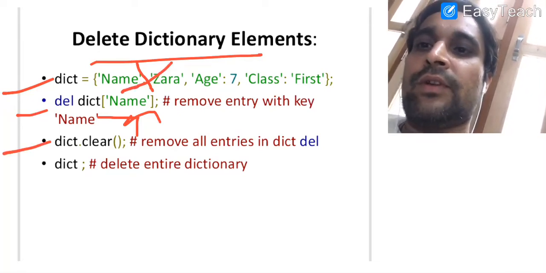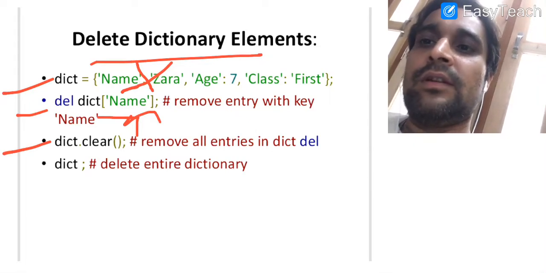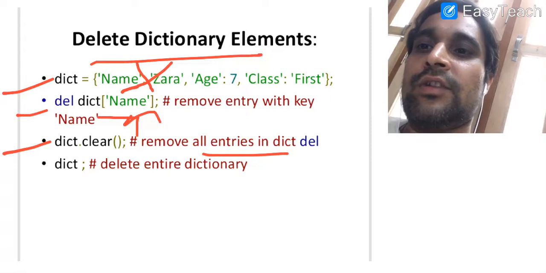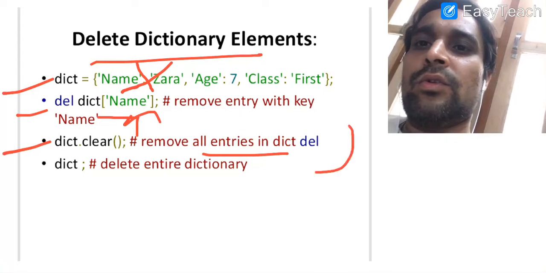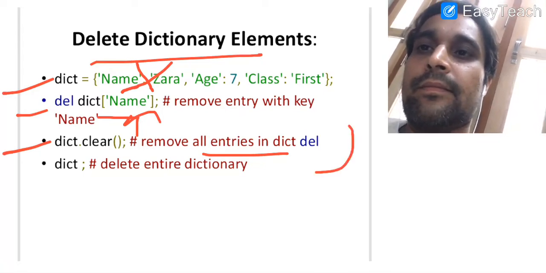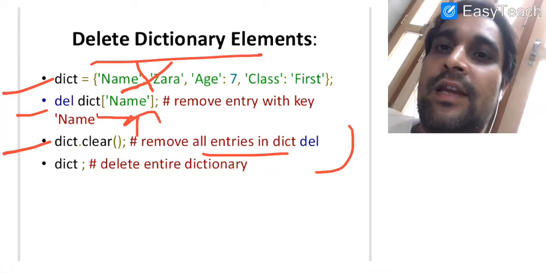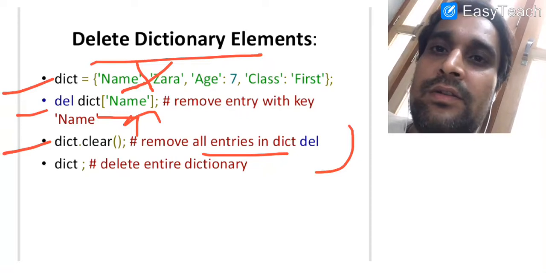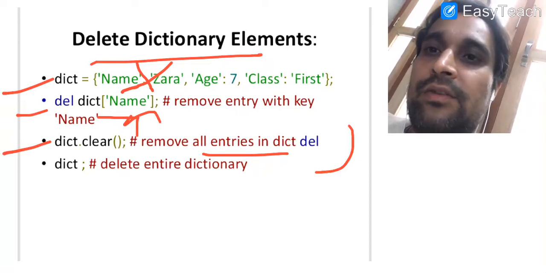This particular item will be deleted from the dictionary. You can also use the clear function. If you are using the clear function with the name of the dictionary, then it will remove all the entries in the dictionary, or you can use del DICT. It will also remove all the elements in the dictionary, because here we are not specifying any key, so it will delete all the elements or all the items which are available in the dictionary.